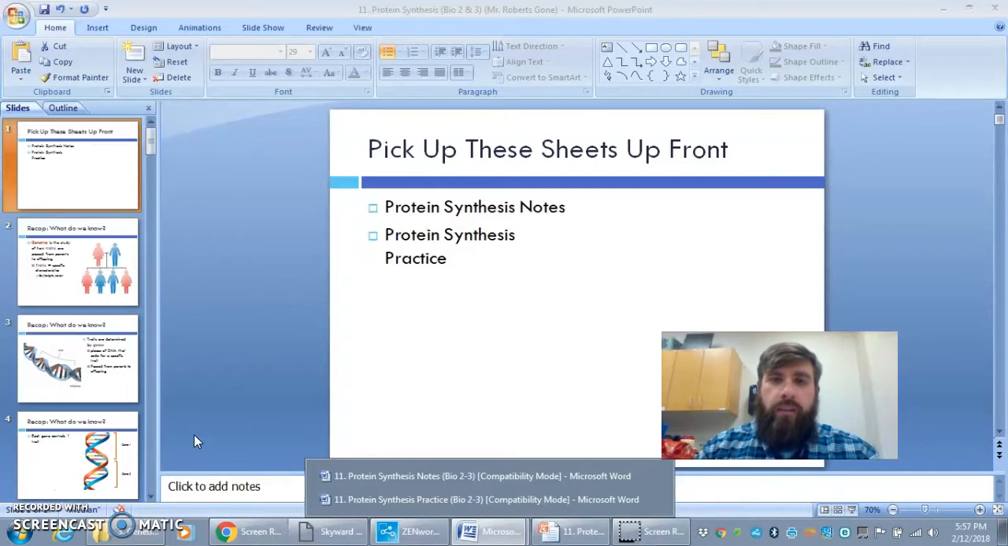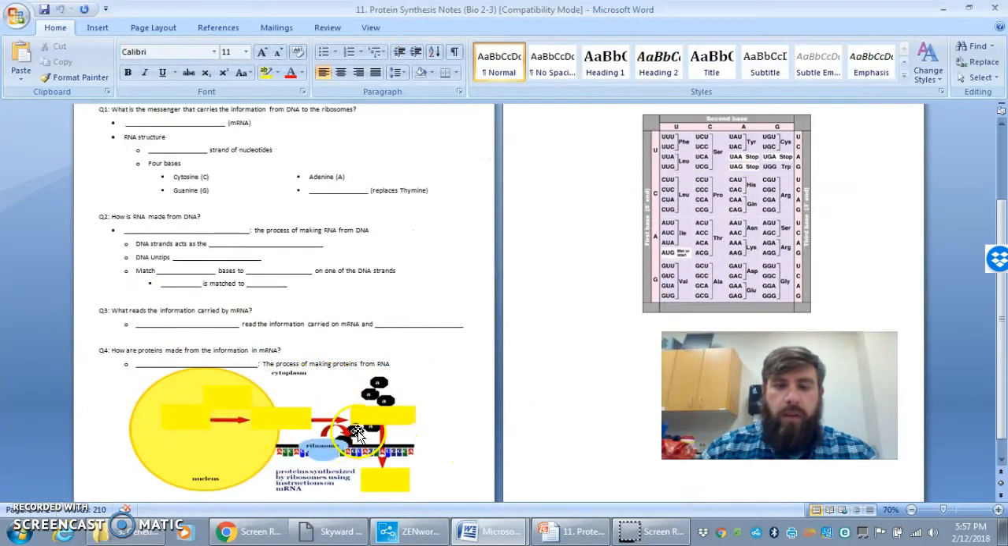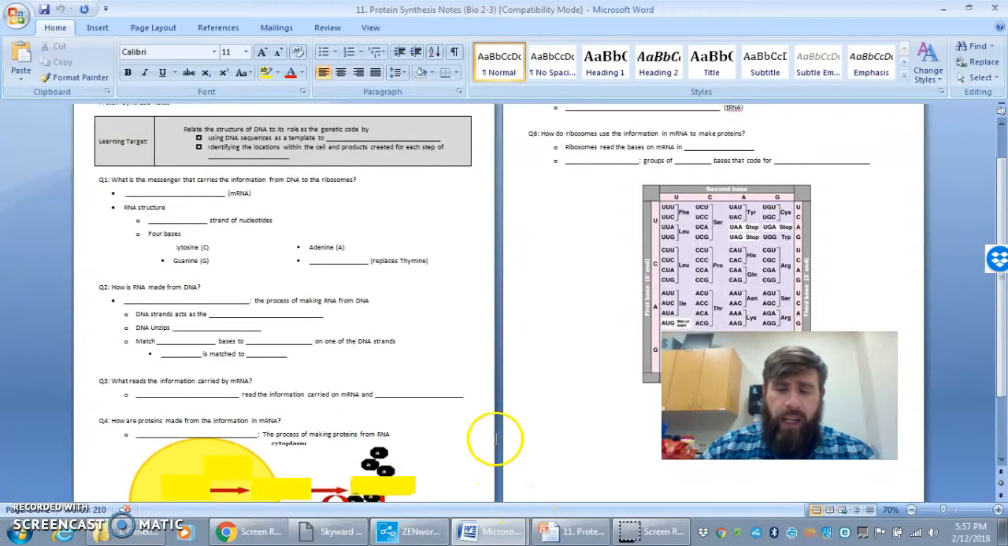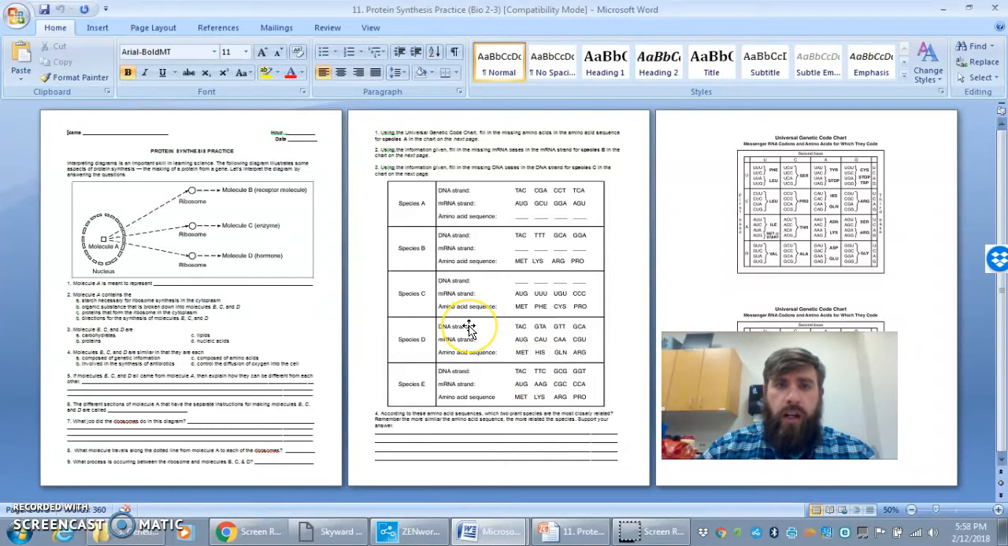You need to go back up front to the Darwin table and pick up these two items right here, the protein synthesis notes and the protein synthesis practice. The protein synthesis notes looks like this. There's a chart on the back side. There's a diagram at the bottom, so you need to pick that up. You're going to hold off right now on picking up the protein synthesis practice. You're going to pick this up when we're all done with taking our notes today. So this will be the last thing. This is your homework. You need to complete this. So let's get into our notes.